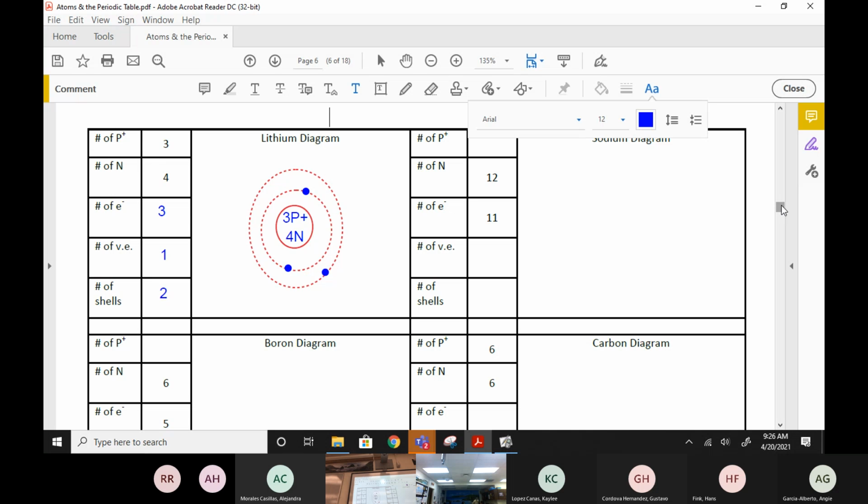Hydrogen. Only one shell, and how many electrons in that one shell? Only one. So how many valence electrons must there be? Only one. Kind of a weird one, though. Boron looks good.